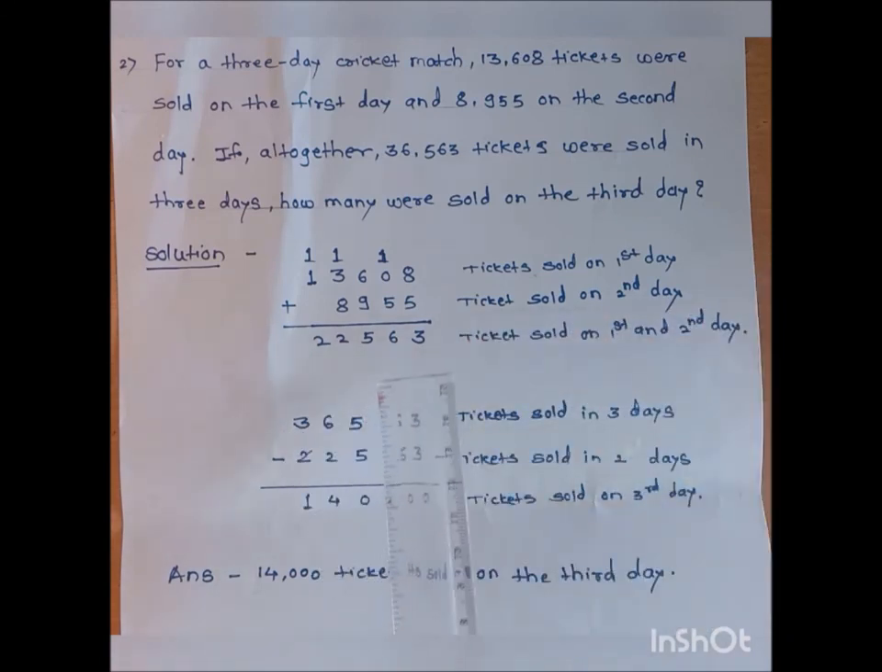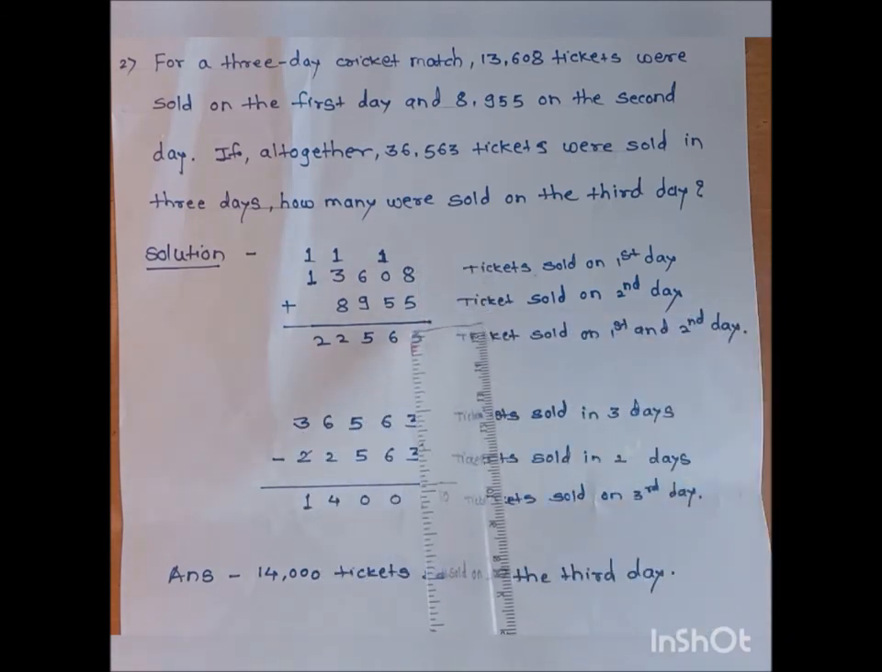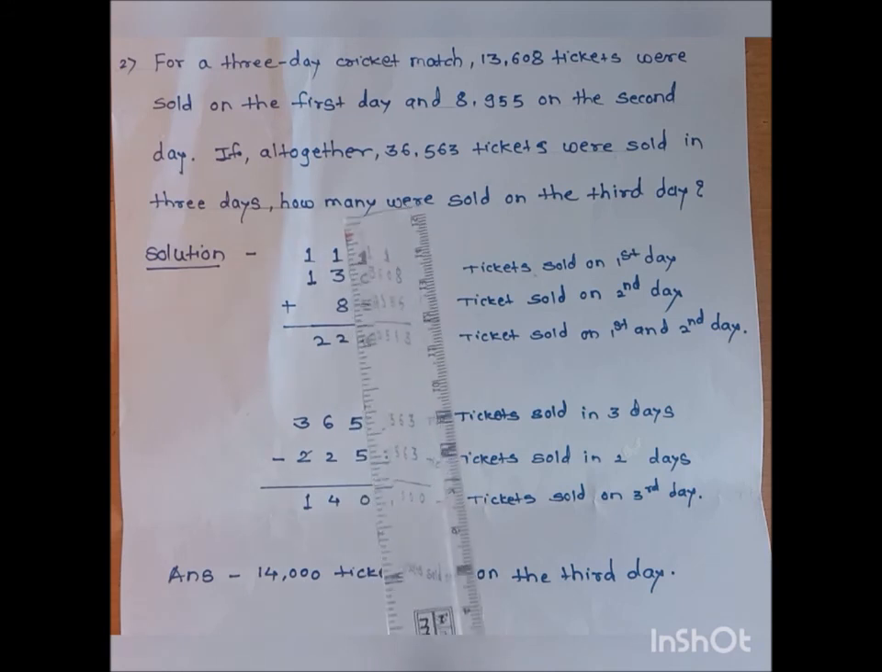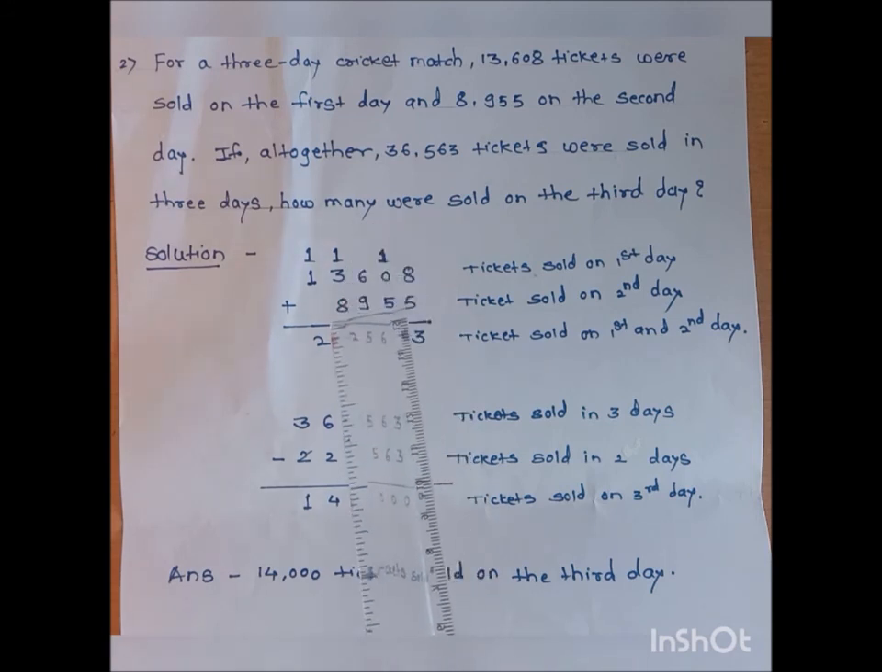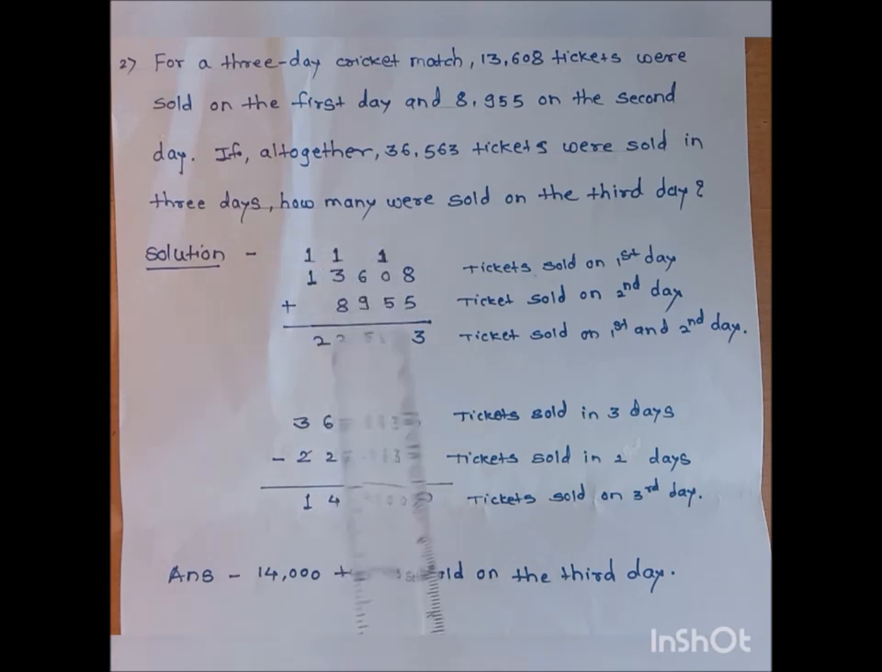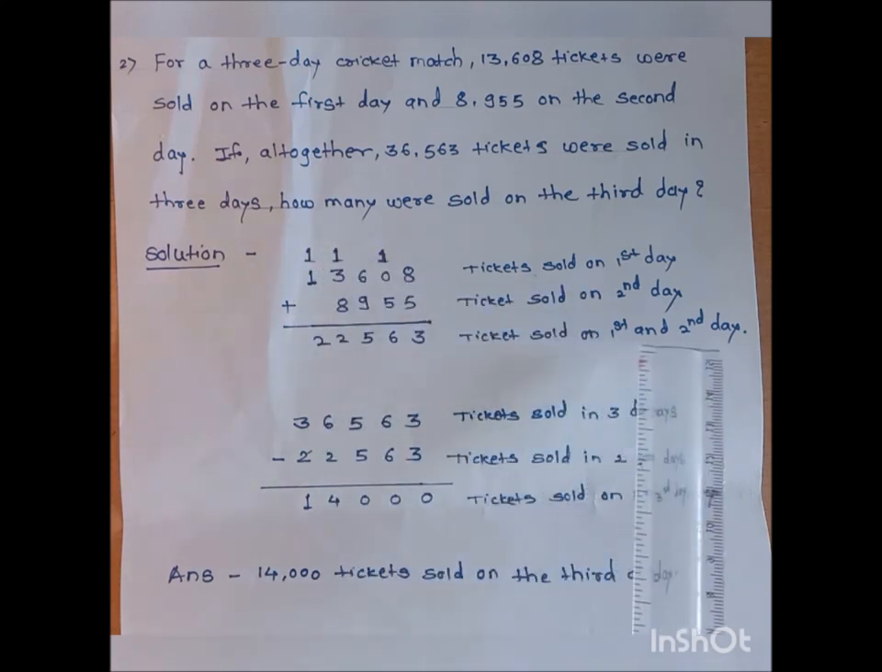day. See, 8 plus 5 is equal to 13, 1 plus 5 is equal to 6, 6 plus 9 is equal to 15, 3 plus 1 is equal to 4, 4 plus 8 is equal to 12. Again carry 1, 1 plus 1 is equal to 2. This is the tickets sold on the first and second day. Now whatever answer you get, you will subtract from the tickets sold in 3 days.